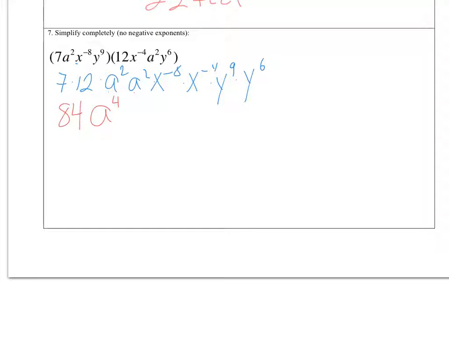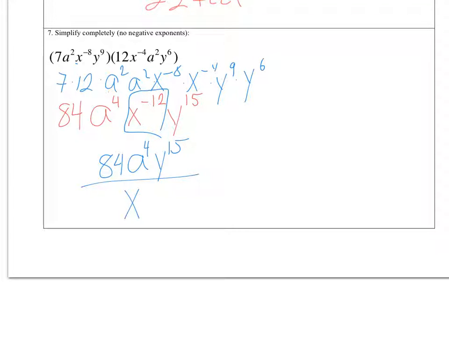X to the negative 8, x to the negative 4. I'm multiplying, so I'm going to add those exponents. That's going to be x to the negative 12. Y to the 9, y to the 6 is going to be y to the 15, because 9 plus 6 is 15. Finally, I've got to deal with this negative exponent. We know that negative exponents make reciprocals, so one way I could deal with this would be to write 84 a to the 4, y to the 15, and move that x down to the bottom, so x to the 12.